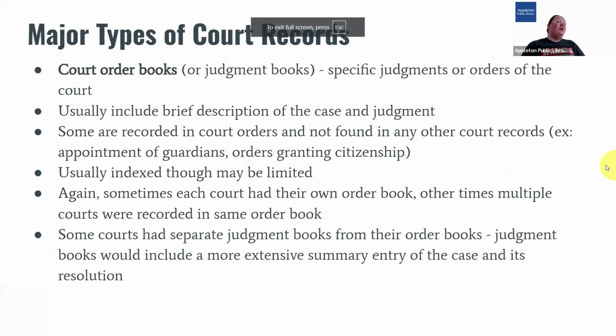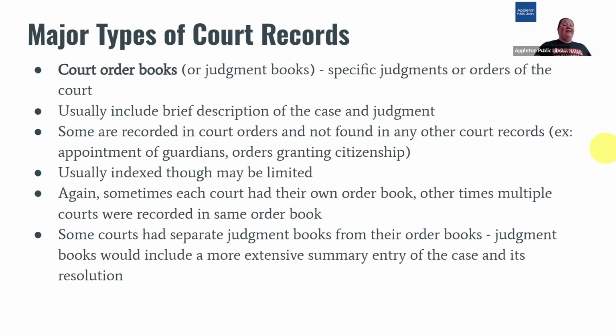Then we might want to find some court order books, or they also call them judgment books. So this is going to list the specific judgment or what happened, or what the court is ordering to happen based on the contents of the case. So again, it's going to usually include some sort of brief description of the case and then what the judgment is. Like, oh, they're ordered to pay, or they're ordered to go to jail, or what happened. Some are recorded in court orders, and then they aren't found in other court records because maybe it's just an appointment of a guardian and it was a simple open and shut case. Or maybe it was just, oh, they are granted citizenship. And that's just the little one sentence notation saying that that's what happened.